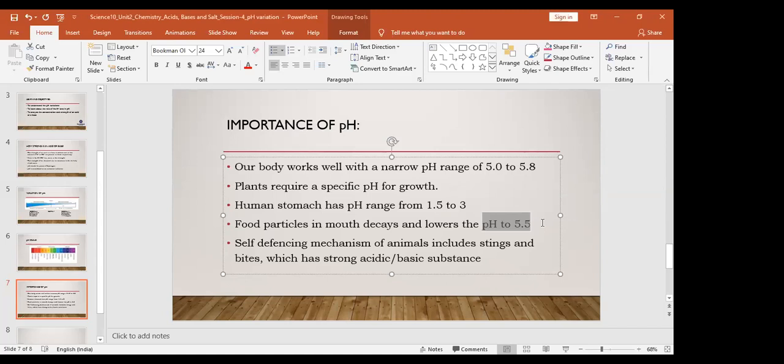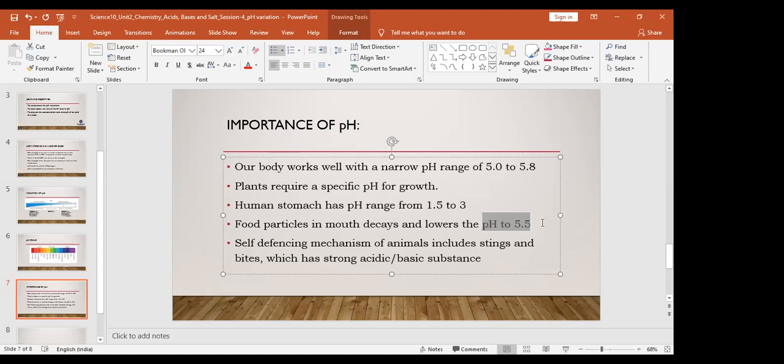These acids are strong enough to corrode the tooth enamel. And when the tooth enamel corrodes, it causes tooth decay, because of which we suffer a lot. So food particles, when they decay or degrade inside our mouth, lower down the pH level of the mouth, and this causes tooth decay.